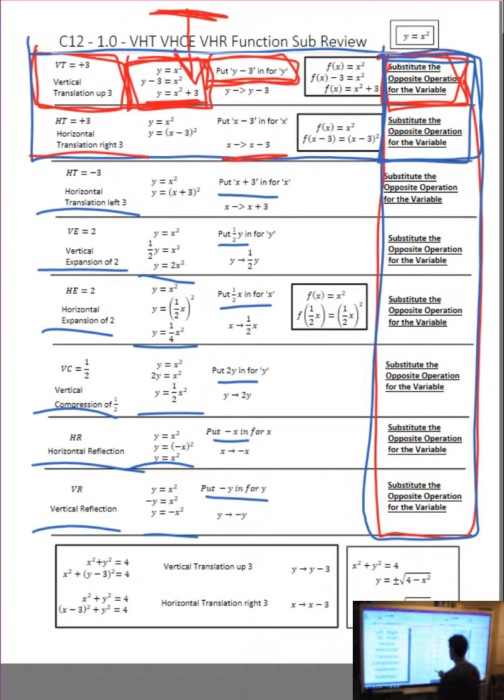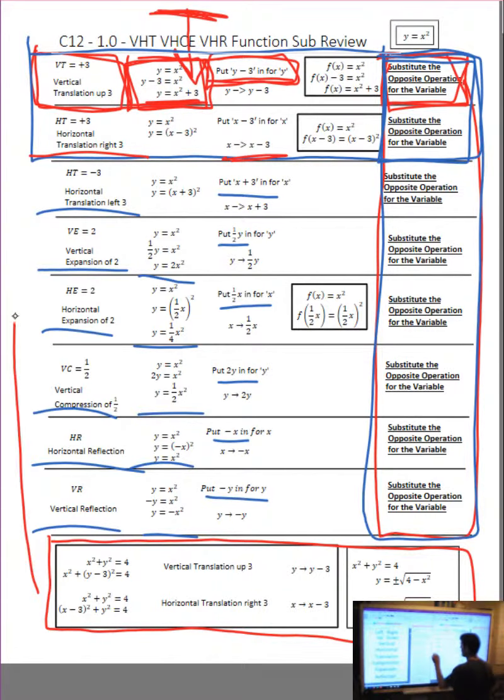At the bottom there's an equation, x squared plus y squared is equal to 4. And I ask people, how do I make that go up 3? And after all of that at the beginning, making the graph go up 3, simply putting y minus 3 in for y. And that will make that interesting looking graph go up 3. It is a circle, but you don't need to know that.